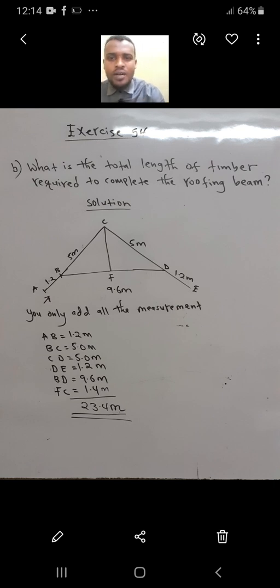Let's start again. AB is 1.2, BC is 5 meter, CD is 5 meter, DE is 1.2 projection, then BD, the base width, figure 9.6, and the vertical height 1.4. When you add all of them, because they are asking the total length of the timber, you say 23.4 meter.